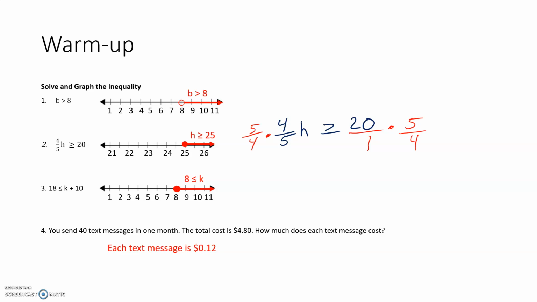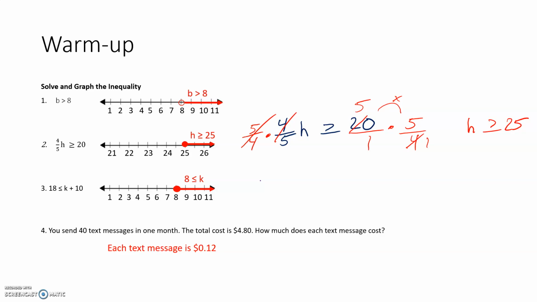These cross each other out, and then I can reduce this a little bit, because 20 and 4 both have a common factor of 4. I'm going to divide both by 4, and 20 divided by 4 is 5, and 4 divided by 4 is 1. So then I just have 5 times 5, and I get 25. So h is greater than or equal to 25. Closed circle, and the arrow is going towards the values that are greater than 25.